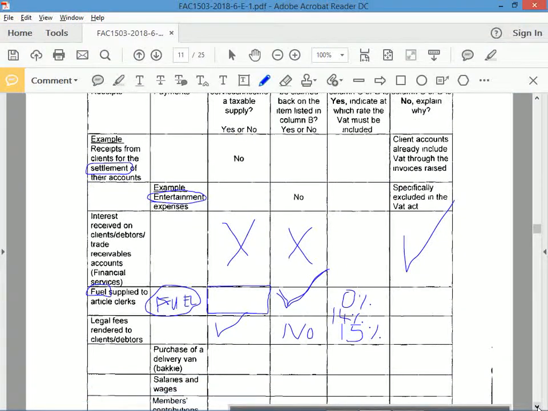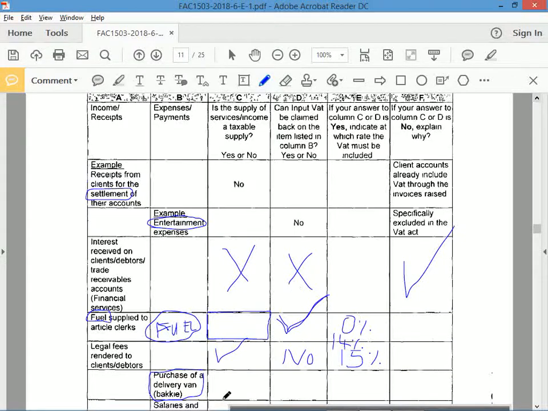Next, purchase of a delivery van, Bucky. This would be input because it's an expense, so that's good. Is this a taxable income supply? Obviously not, so nothing in that column. Can input be claimed? Definitely, yes. What would the rate be? 15%. And let's explain it a little bit in more detail.